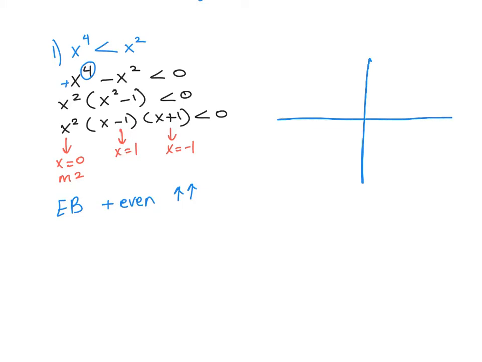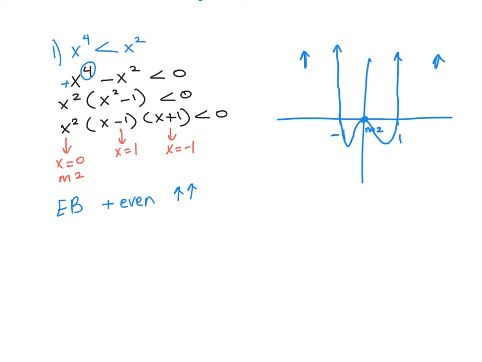Remember to label your x-intercepts. Remember that the multiplicity at 0 is 2, so it's going to be bouncing over here. At negative 1, it's going to just go through. At x equals 1, it will just go through. Now the end behavior is up up, so it's going to start up and end up. So I'm going to go through negative 1, turn and bounce at 0, and then go up. That's how we sketch polynomials, and we've learned that.